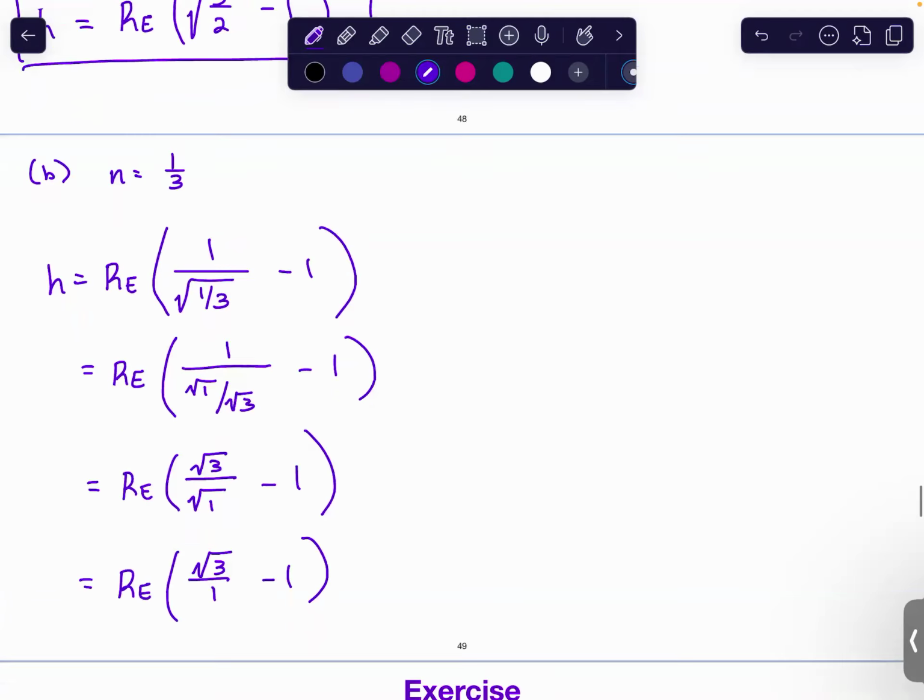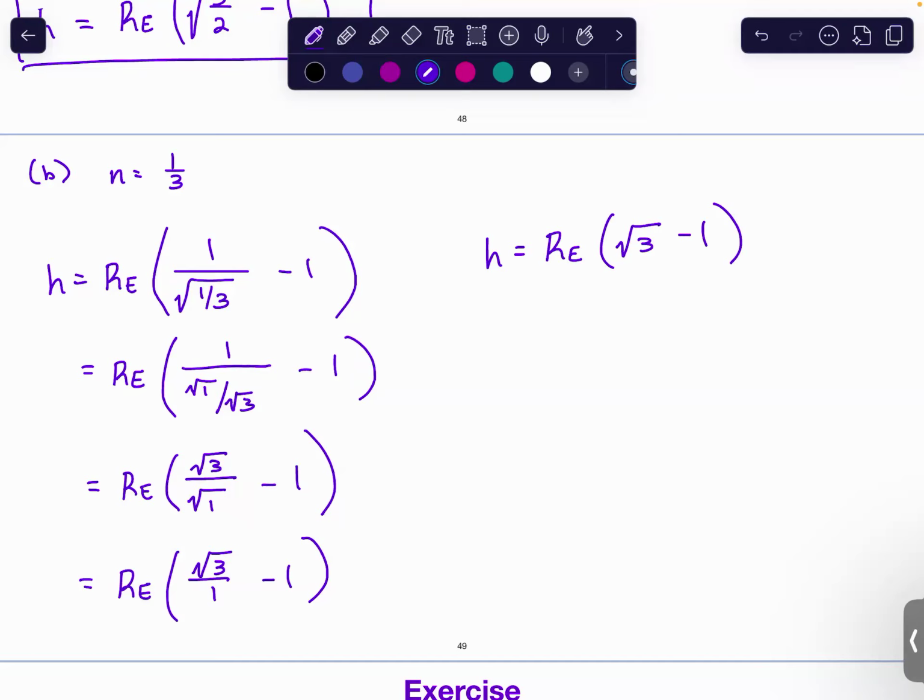Okay, and a number over 1 gives us our value. So our altitude for a gravitational field that's 1/3 of Earth's regular gravitational field is going to give us the radius of the Earth, square root of 3 minus 1. And keep in mind, you're going to be doing some of this as practice for assignments, and we're going to do this in class.